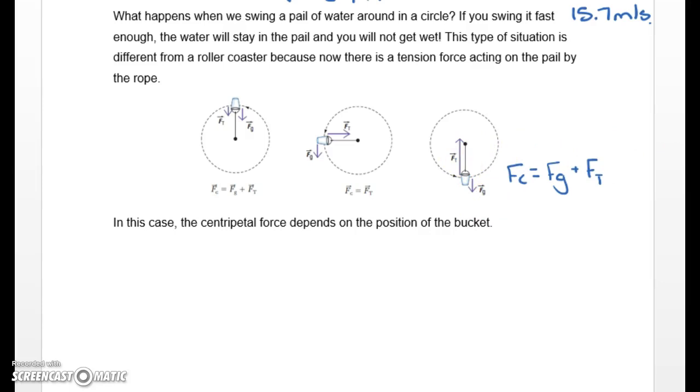So just be very careful when we're working with a vertical system and we have some sort of tension force from an object like a rope, because the centripetal force depends on where that object is located. When it's straight up or straight down, it's your gravitational force plus the tension force. When it's left or right, it would just be the tension force. Gravity's just pulling it down, not affecting the inward or centripetal force, so we only consider the tension force. So let's look at some examples where we have some tension force working in a vertical system.